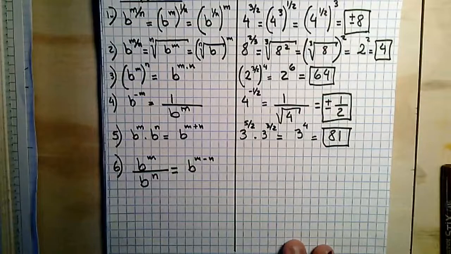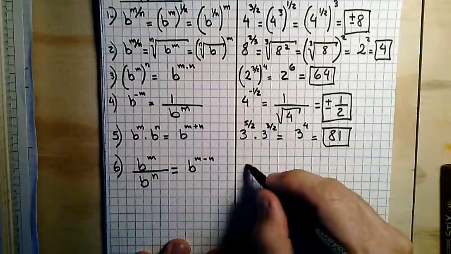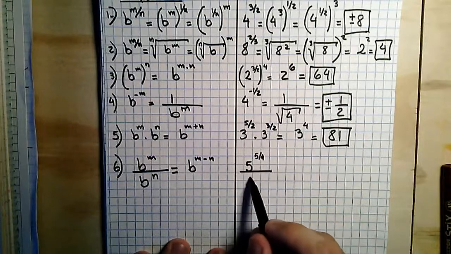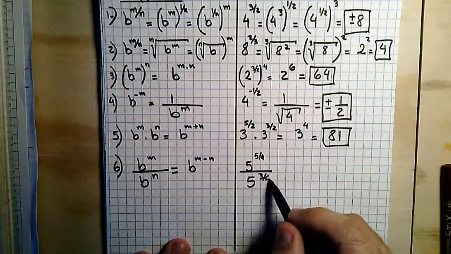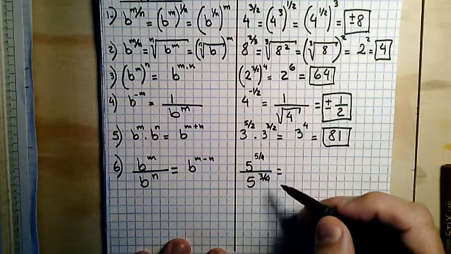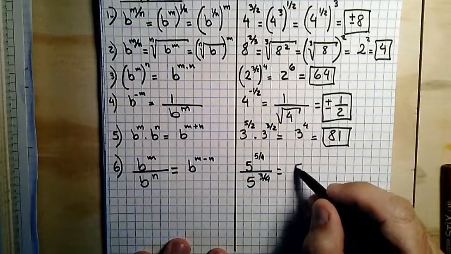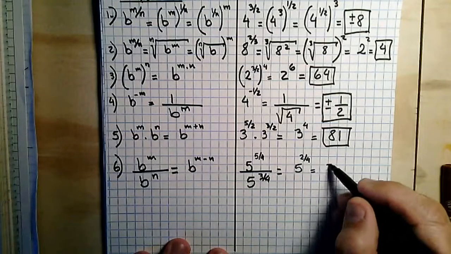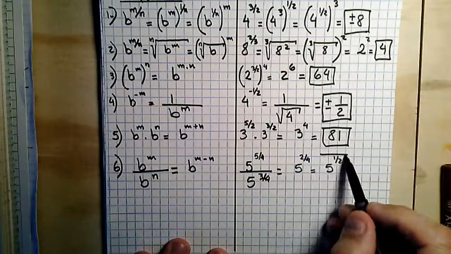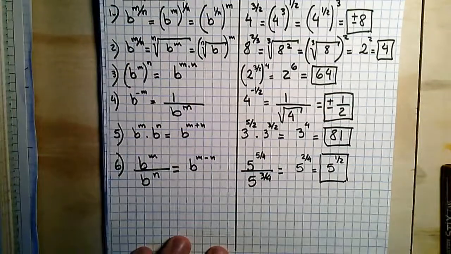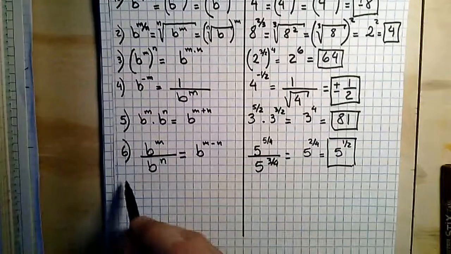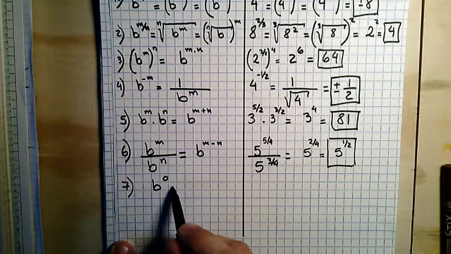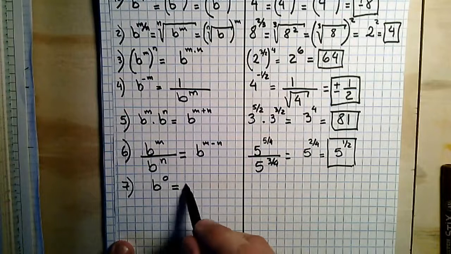Doing this one with a numerical sample, we will have 5 to the power of 5/4 divided by 5 to the 3/4. If I do 5/4 minus 3/4, we will have 5 to the 2/4, which is going to give me 5 to the 1/2, and this is the final result. And the last property here is any base to the 0 power. This is going to give me only 1.